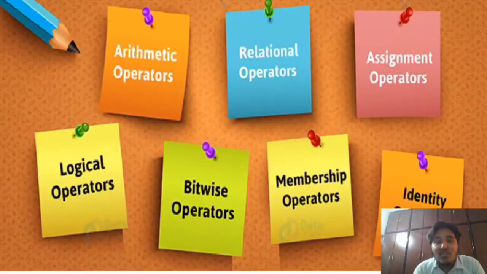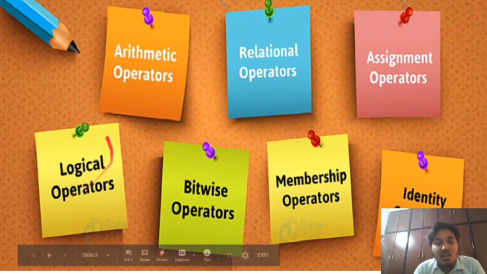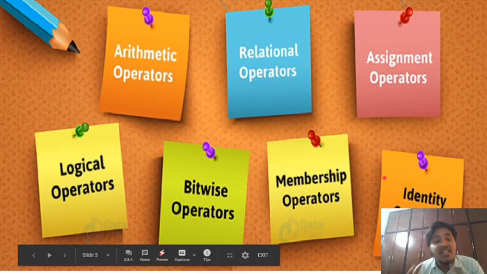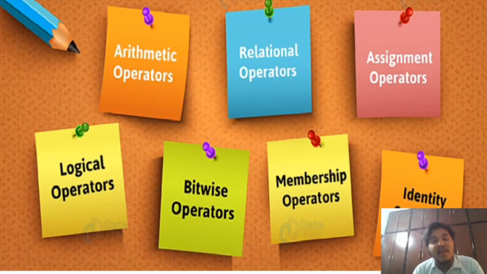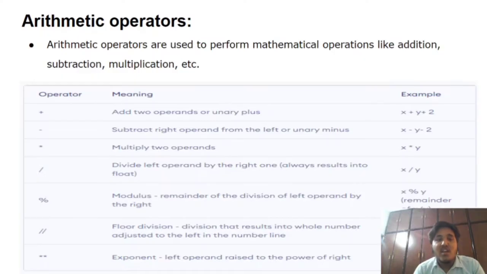Now let us talk about the types of operators that are present. We have arithmetic operator, relational operator, assignment operator, logical operator, bitwise operator, membership operator, and identity operator. These are the 7 types of operators available in Python. Is that clear? First, let us talk about arithmetic operators.